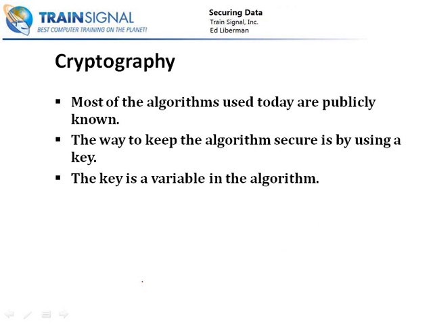Now, most of the algorithms that are used today are publicly known. There are only a few set algorithms that we use to encrypt data. The way we keep the algorithms secure is by using something called a key. We're using a common algorithm that is publicly known. Well, if I send a message, somebody else can reverse the algorithm and get back to plain text. So this key is a variable within the algorithm.